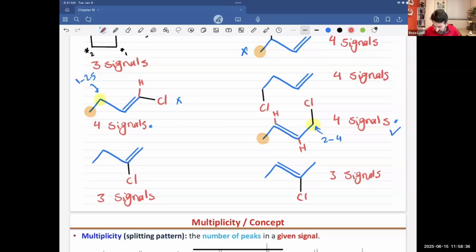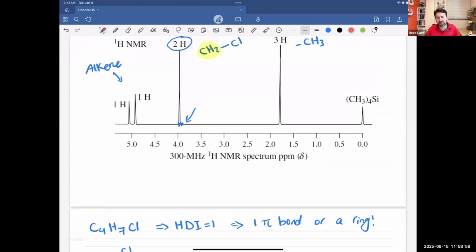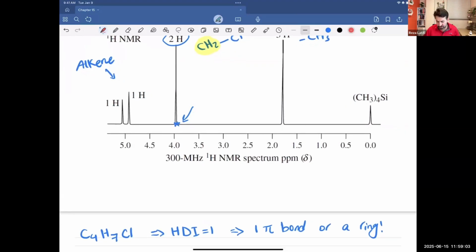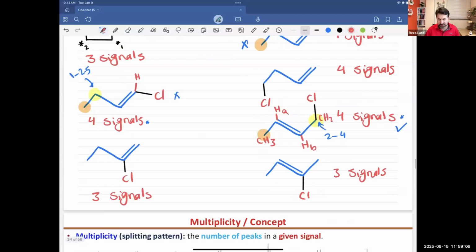We have a CH2 here that is going to give us 2 hydrogens. Let's call this one HA, this one HB. Those are going to be the alkene hydrogens, and we have the methyl here. So again, how did I differentiate them? Through the position of the CH2. Because it's hanging around 4, there's a high chance we have a chloride attached to CH2, and that's going to be my answer.